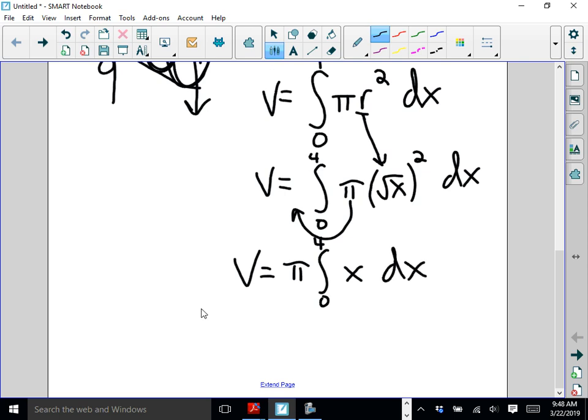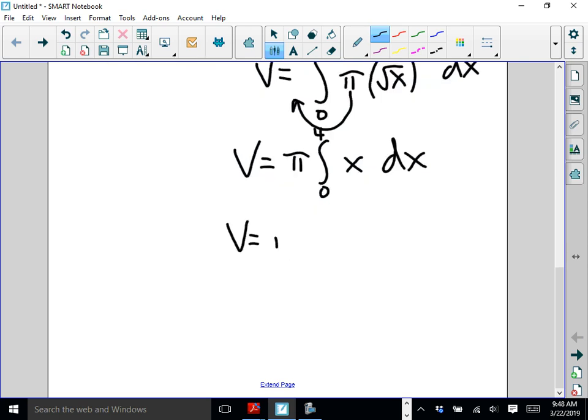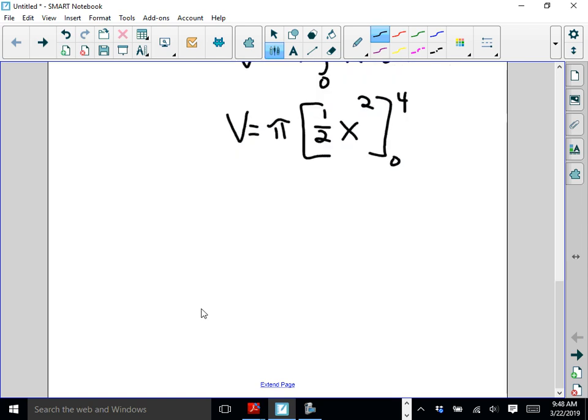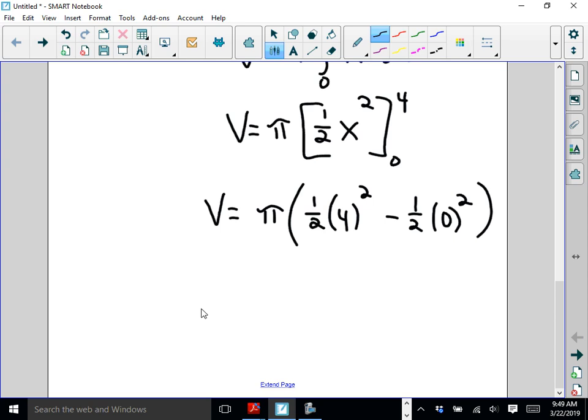So my volume is going to be pi. I'll use my bracket now since I'm doing the antiderivative. The antiderivative of x is 1 half x squared. I bump the power up to 2 and divide by 2, so I get 1 half. And I'm going to keep writing this pi over and over again. So my volume is going to be pi times half times 4 squared minus half times 0 squared. Well, nicely, this whole second part is going to be 0. 4 squared is 16. Half of 16 is 8, so my volume is exactly 8 pi.